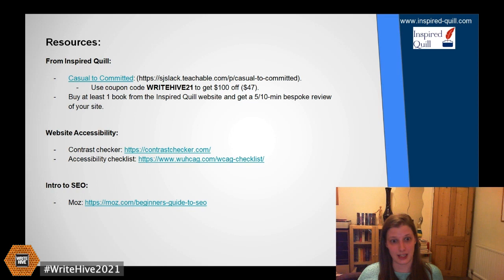For website accessibility, you've got an accessibility checklist, which you can see there, wuhcag.com. And then you can find the checklist from there, and a contrast checker as well, which is contrastchecker.com, which is nice and easy.